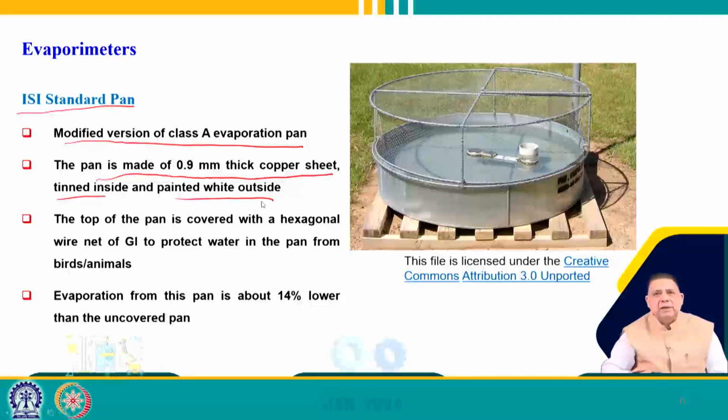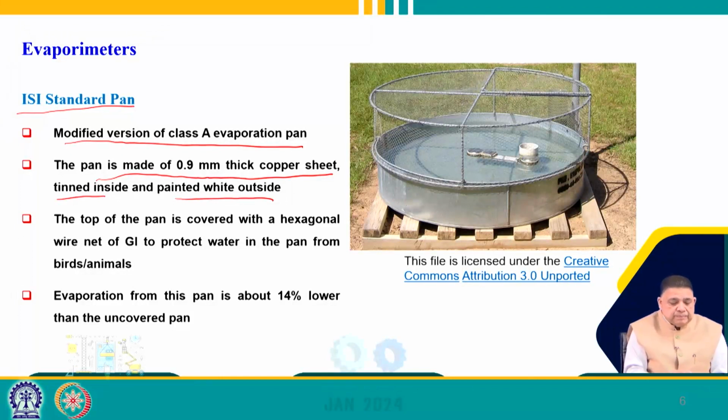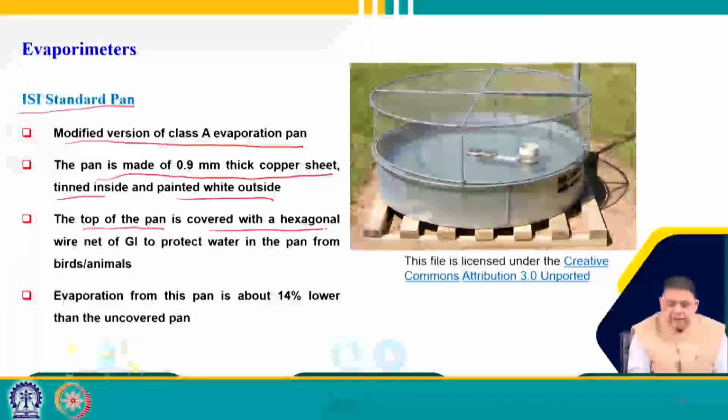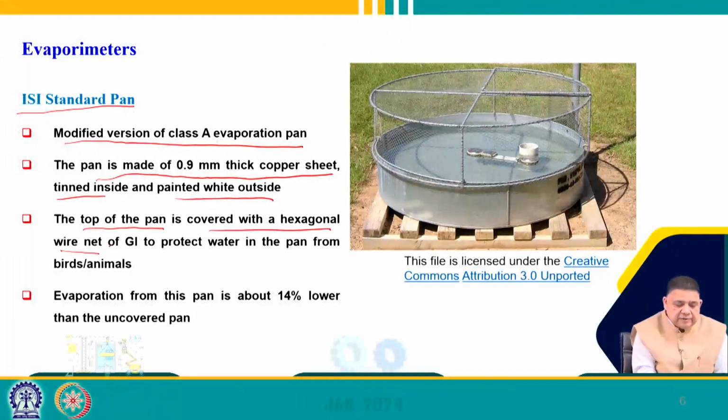So, in order to minimize the losses because of environmental heat, it is painted white from outside. So, this is the major change. Another important change is that the top of the pan is covered with a hexagonal wire net of galvanized iron to protect water in the pan from birds and animals.